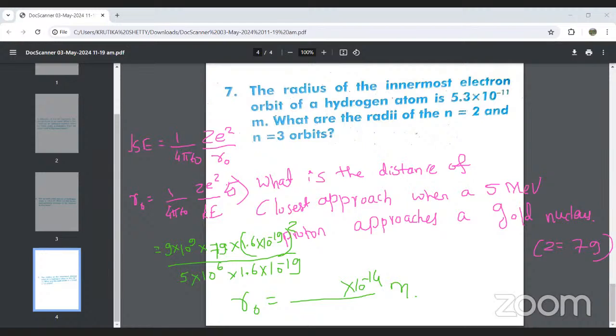So 2.27 is correct, or else 2.28 is correct. So the answer is 2.28 or 2.27 into 10 raised to minus 14 meter.